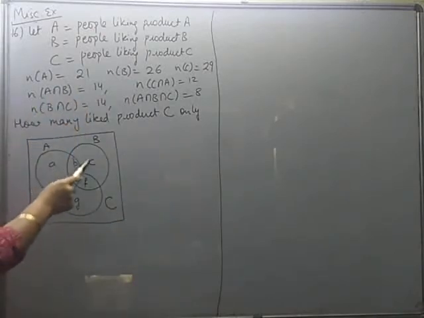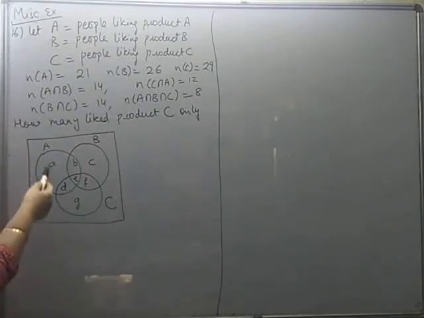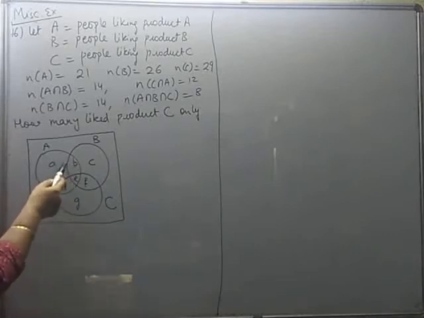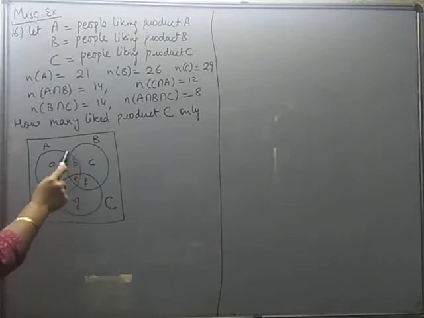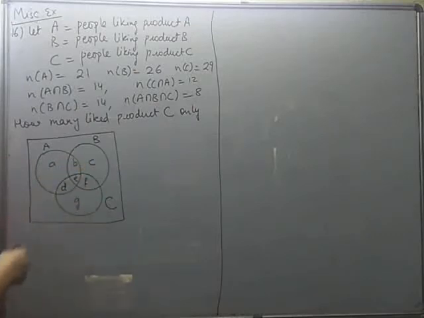If you come to know the values of all these, you will be able to answer any question, whether it is how many liked only product A, or how many liked product A and B but not C. Look at this part. This is the intersection of A and B. If I ask how many liked product A and B but not C, people liking A and B are b and e, and e is the one which likes product C also. So we have to find only small b. So we are going to learn how to evaluate all these so that all the answers can be obtained.